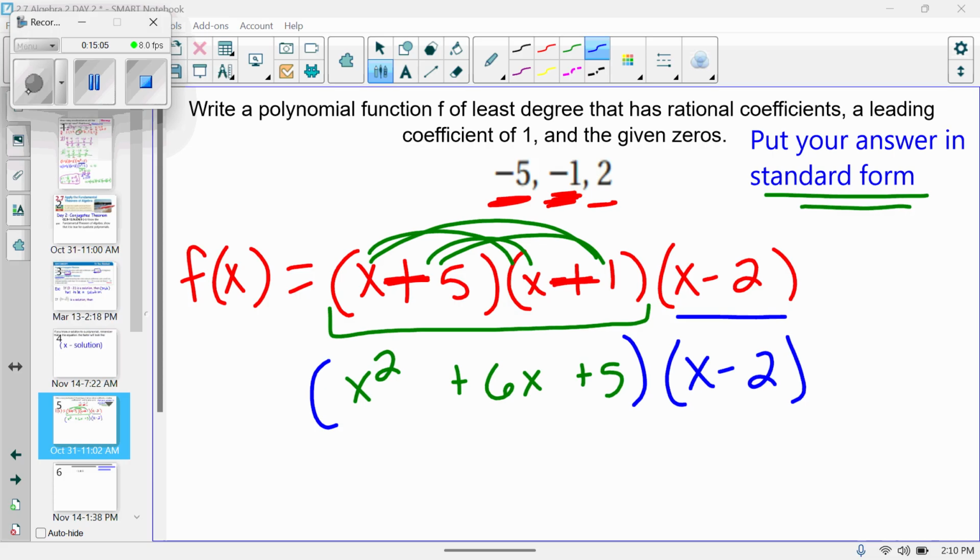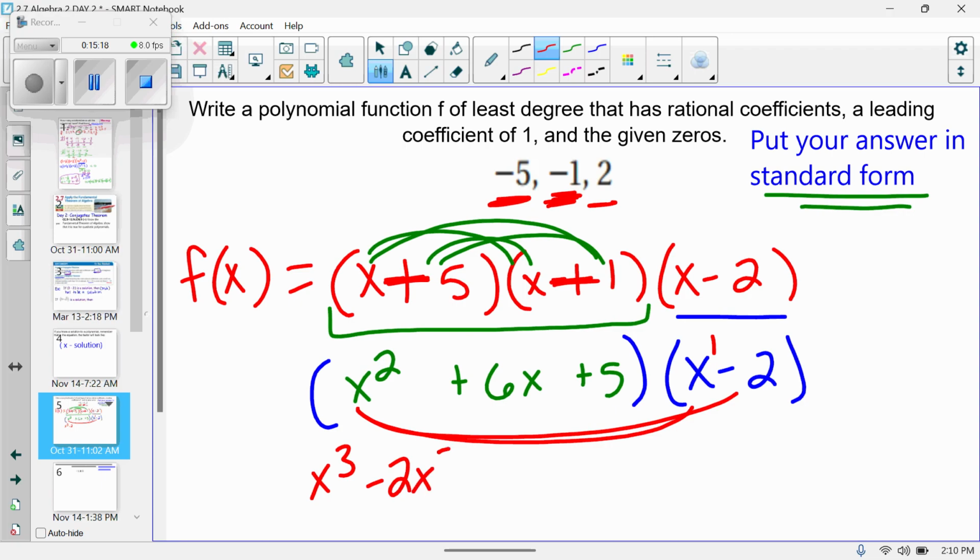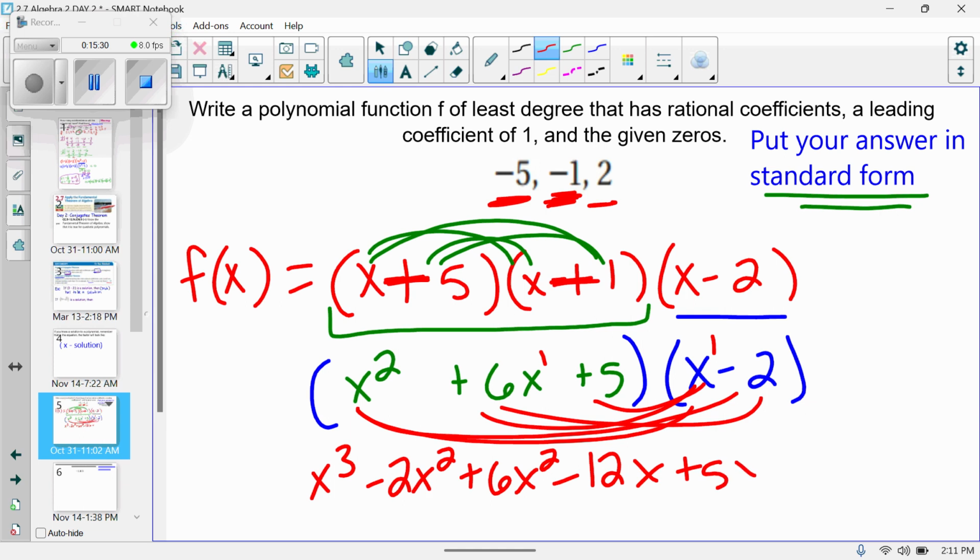So you can check your individual terms here. Again, if you want to do a box, you can, a 3x2 box. I'm just going to show like x squared times x to the first would be x to the third. Then x squared times -2 is -2x squared. Then you got to do 6x times x. That's 6x squared, right? Remember, you're adding exponents when you're multiplying. 6x times -2 is -12x.